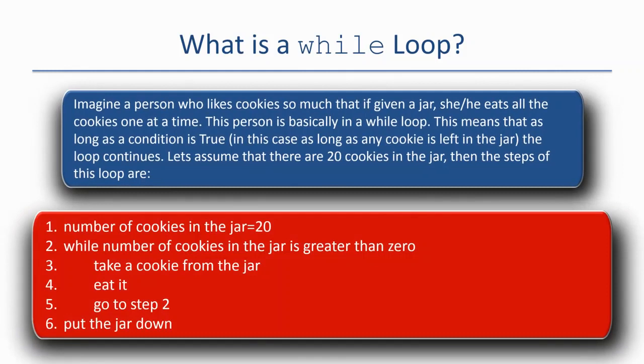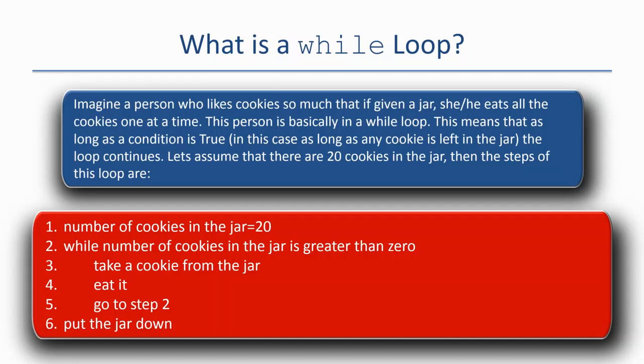Let's see what is the algorithm for this while loop. Step 1 of the algorithm is of course to count the number of cookies in the jar. In step 2 you ask the question, are there any cookies left in the jar? And if the number is greater than 0, then go to step 3 to take a cookie out of the jar. Next, eat it, and in the next step go back to step 2 and ask the question again, and as long as there are cookies left in the jar, this loop continues.